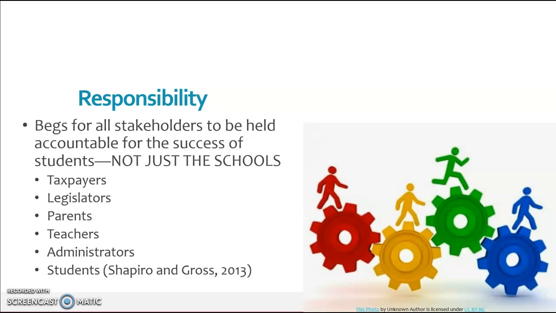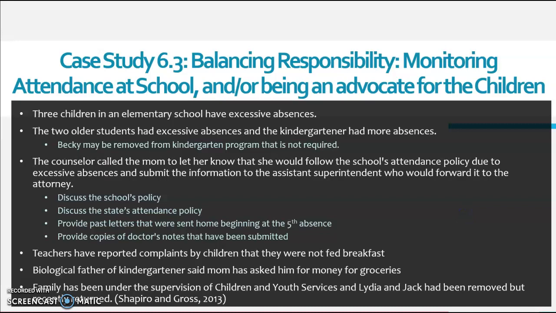Responsibility begs for all stakeholders to be held accountable for the success of students, not just the schools. This includes taxpayers, legislatures, parents, teachers, administrators, and students. Shapiro and Gross, 2013. Case Study 6.3, Balancing Responsibility, Monitoring Attendance at School, and/or Being an Advocate for the Children.